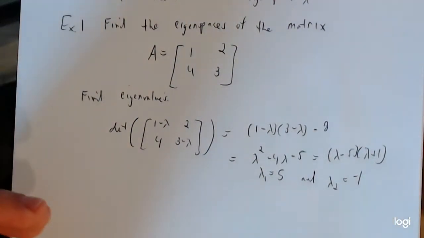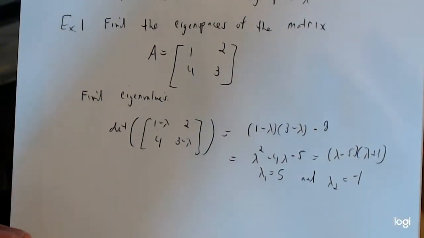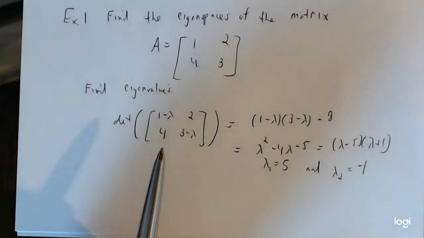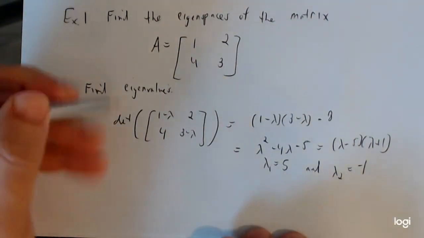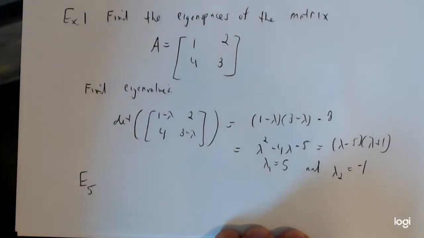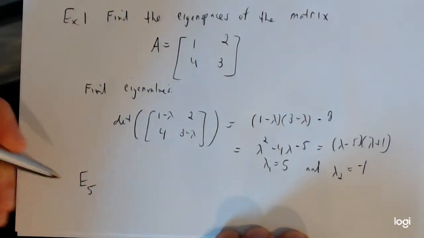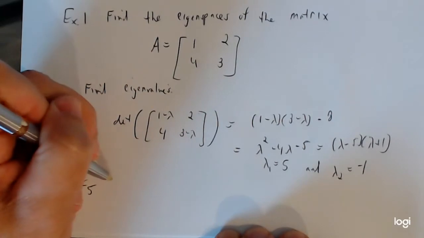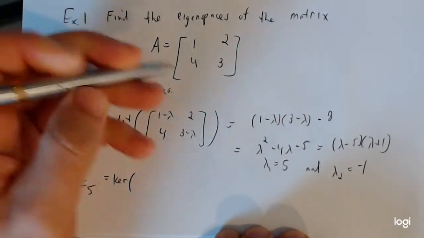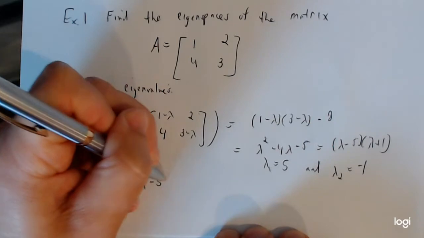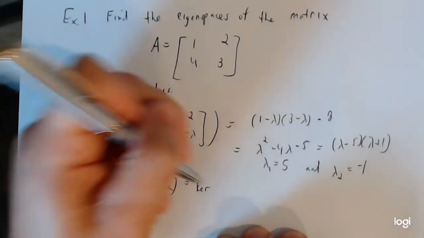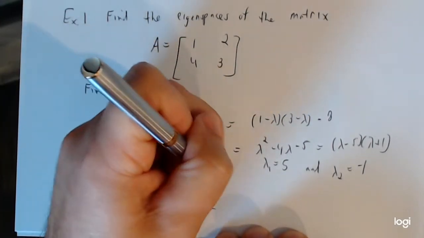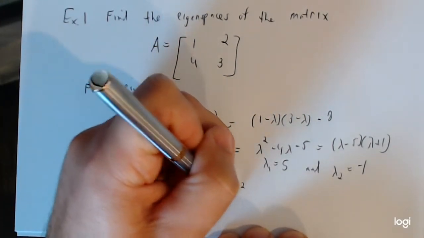Okay, so now that I have my eigenvalues, now I'm going to go after my eigenspaces here, right? So what's my eigenspace? My first eigenspace is going to be found with the eigenvalue of 5. So capital E sub 5, which is my eigenspace corresponding to eigenvalue of 5, that's literally what? The kernel of A minus 5 I sub 2, which ends up being what? The kernel of negative 4, 2, 4, negative 2.